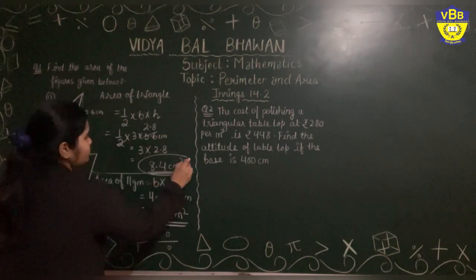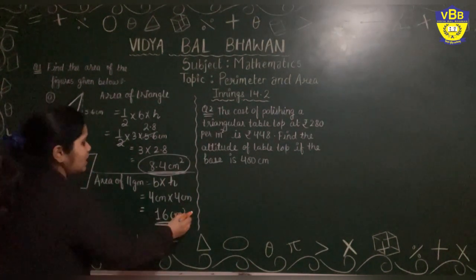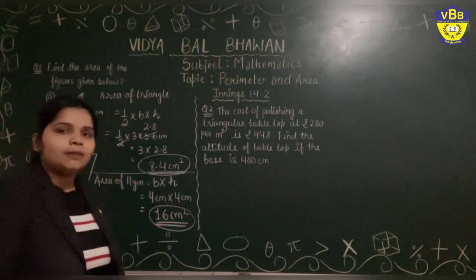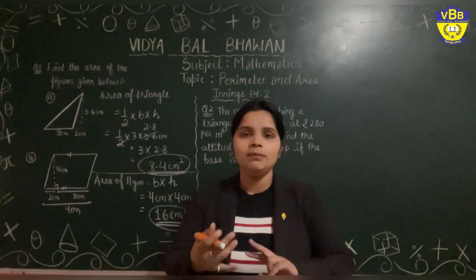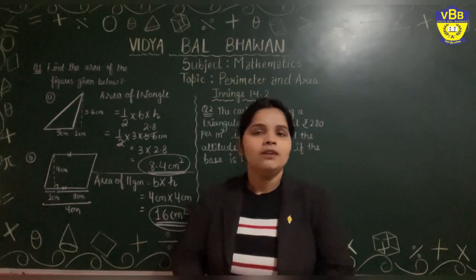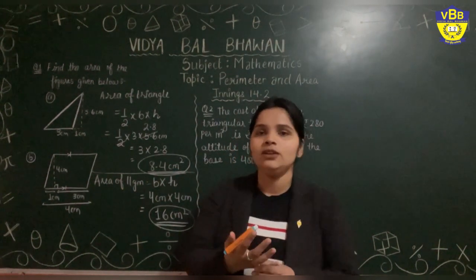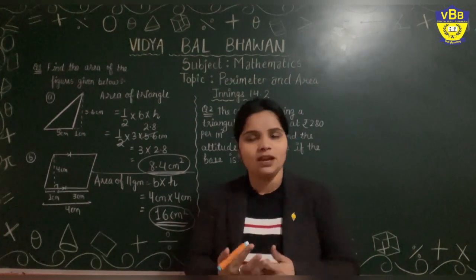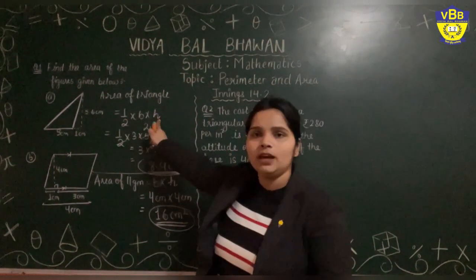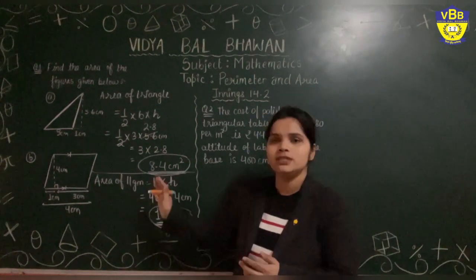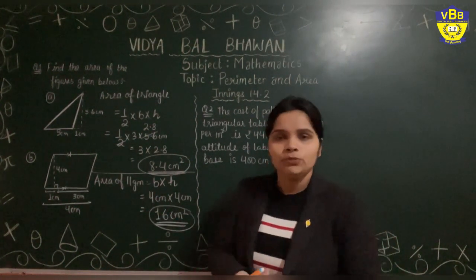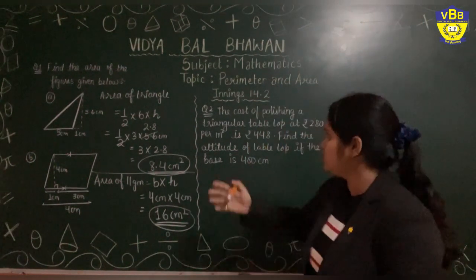This is the answer for the first part and this is the answer for the second part. Basically, if any triangular figure or parallelogram is given, we just need to look at the corresponding pairs of base and height, write the formula and substitute the values. Simple. I hope this is clear. Let's move to the next question, question number 2.